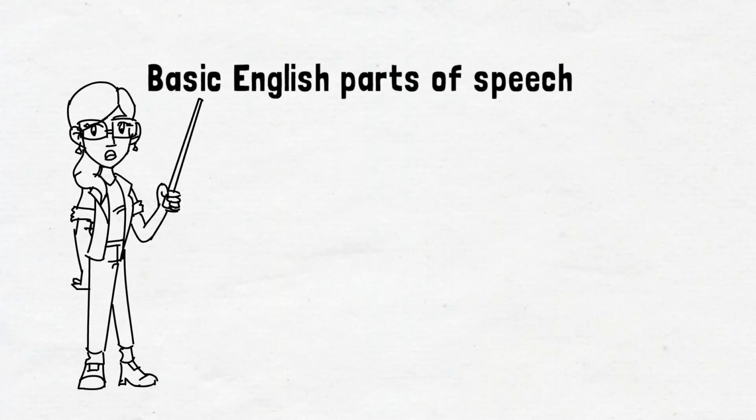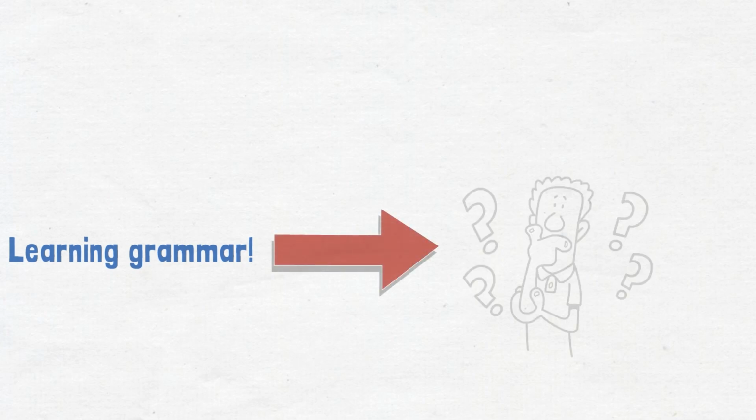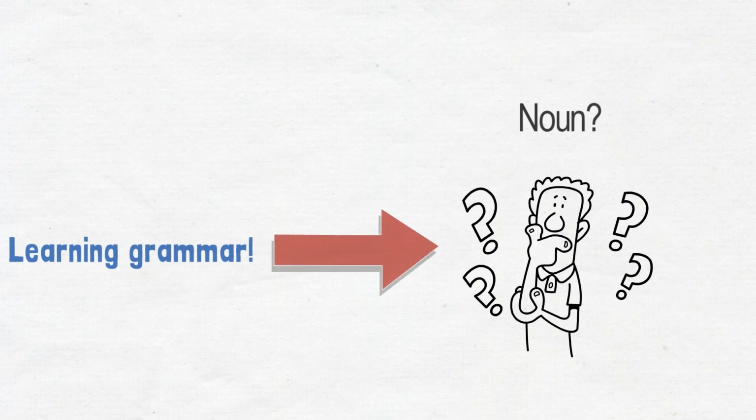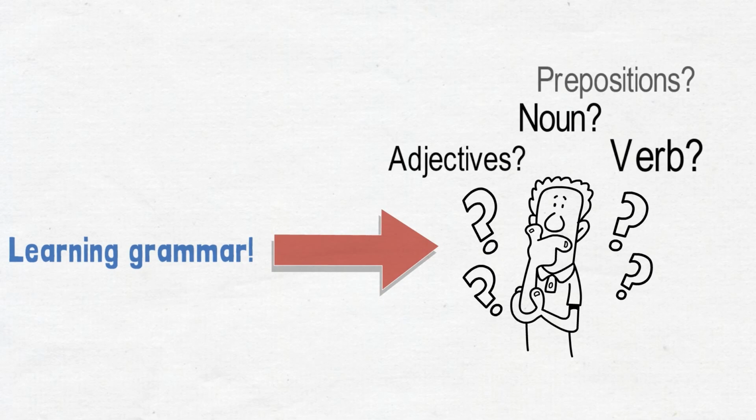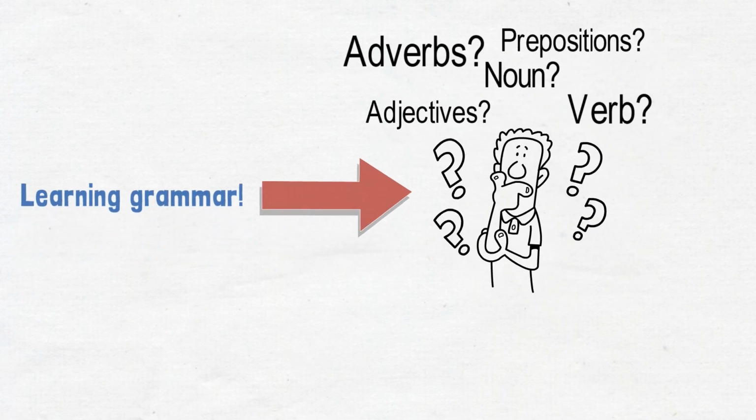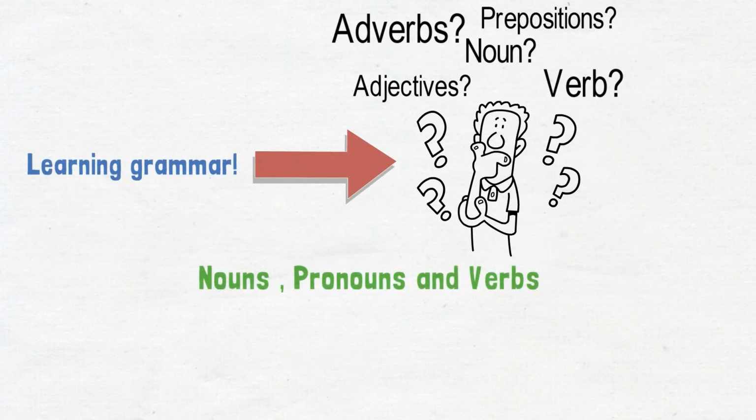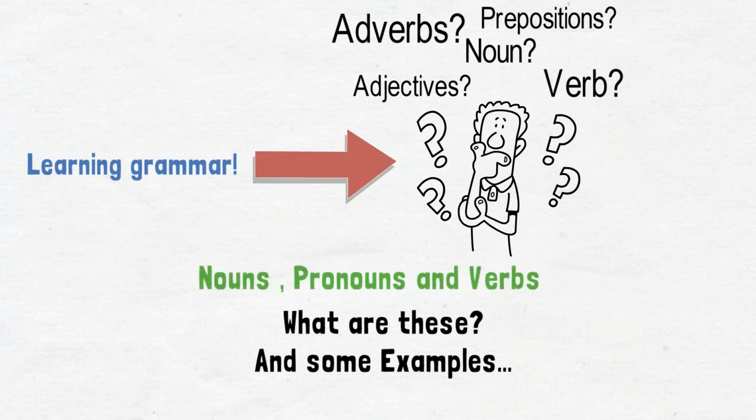Basic English parts of speech. Part 1. When learning English grammar, it's important to know about the different parts of speech that make up the language so you can understand how to communicate clearly and effectively. In this video, you'll find a list of the different parts of speech, an explanation of what each part does, and some examples and helpful tips.